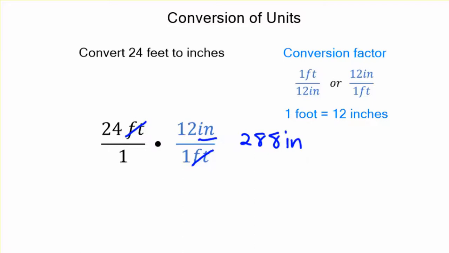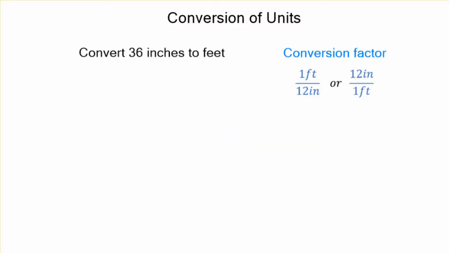Let's try another one. What if instead of going from feet to inches, let's go from inches to feet? We have 36 inches to feet. We're going to use feet on top, 1 foot over 12 inches. Again, let's cross things out. Inches are on top and bottom. Cross those out.